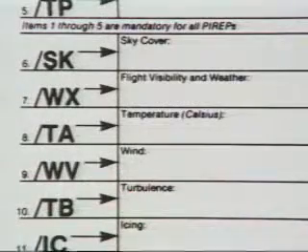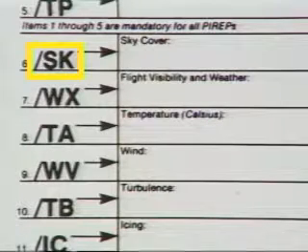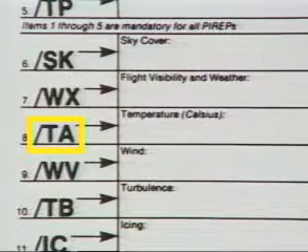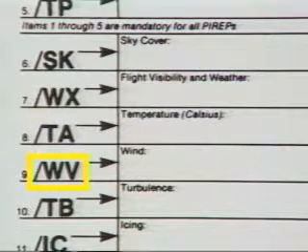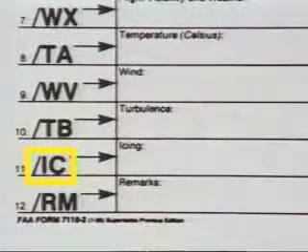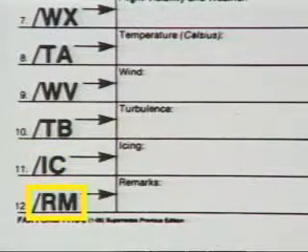The PIREP must contain at least one of several weather elements, also identified by 2-letter codes. These include SK for sky cover, WX for flight visibility and weather, TA for temperature, WV for wind, TB for turbulence, IC for icing, and RM for any remarks that might be included within a report.